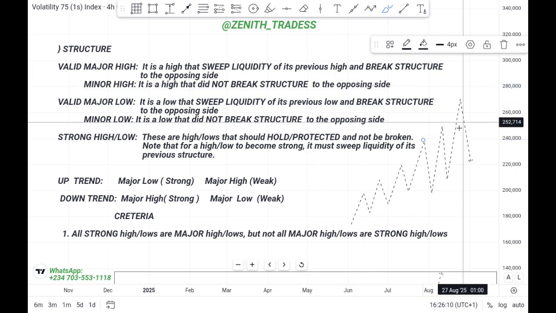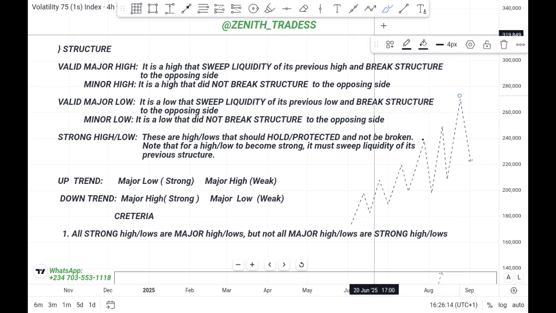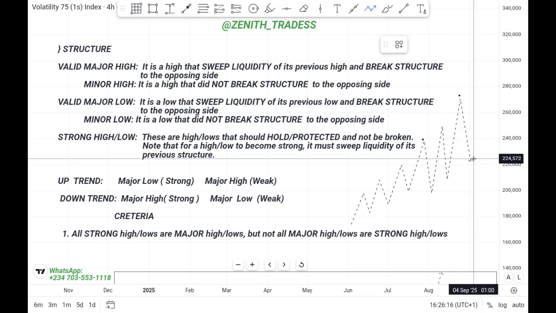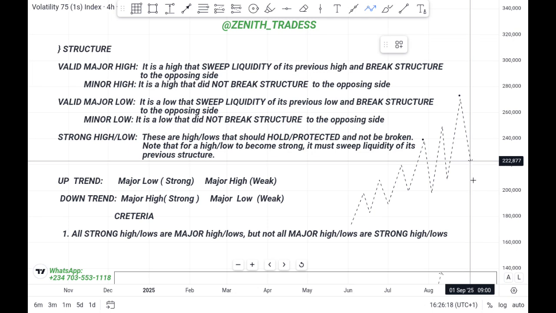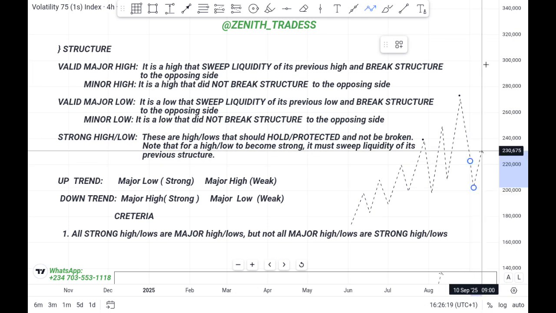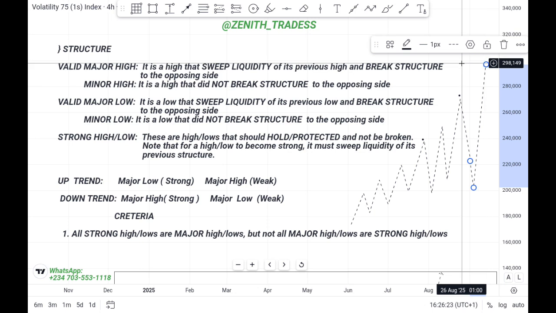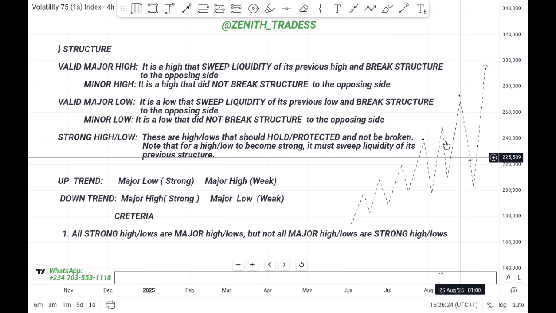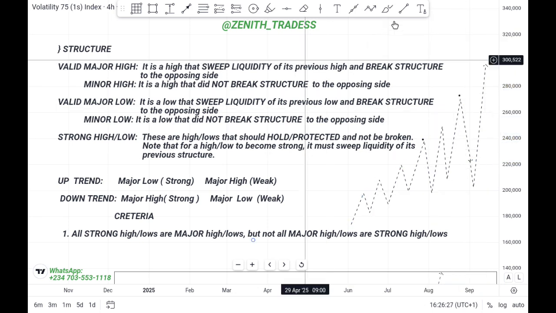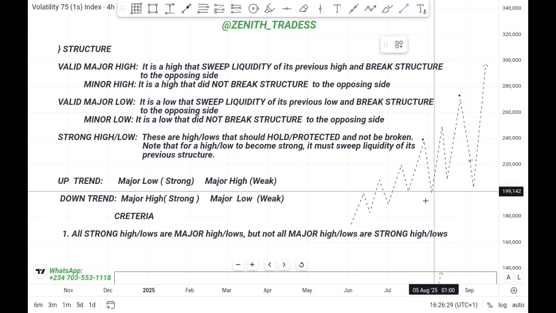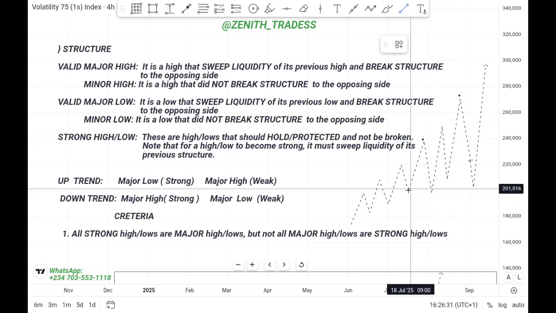And also this high is a major high. Let's say price first of all sweeps this low like this, sweeps this low like this, then pushes further. So why are these two highs major highs? From our definition, they are able to sweep liquidity of the previous high, then break structure to the opposing side. It can be a body break or a sweep. This is an uptrend.